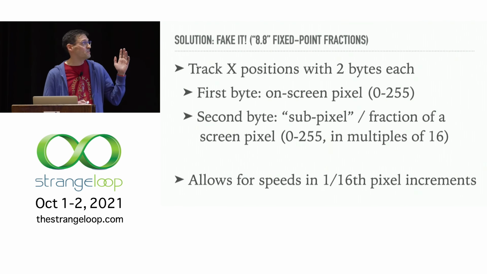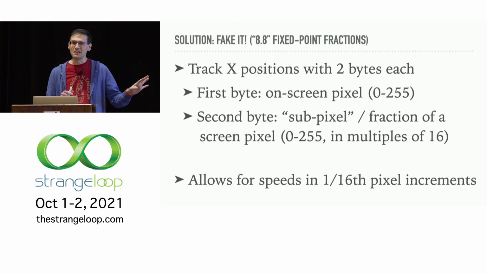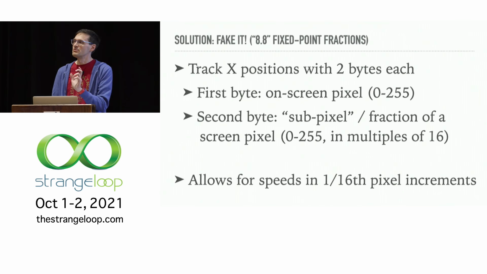For Super Mario Brothers, they use fixed point fractions, and they call them 8.8 because you've got 8 bits on the left, you've got 8 bits on the right, and that's all you can use. Basically, they just track every position using 2 bytes. The first byte is like that left byte, and that's your actual on-screen pixel position for where Mario is going to be drawn. And the second byte is a subpixel. You use it to represent like a fraction of a real pixel. You could have anything in like 1/256th of a pixel.